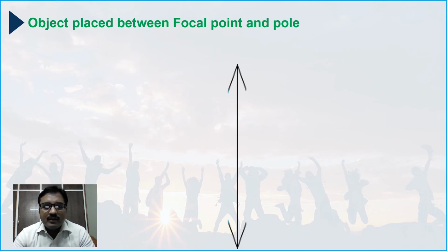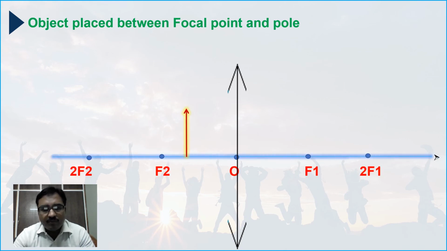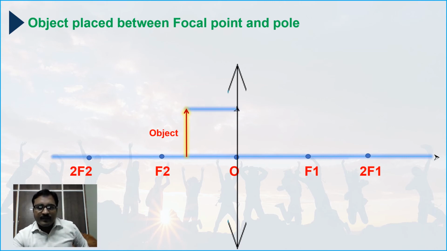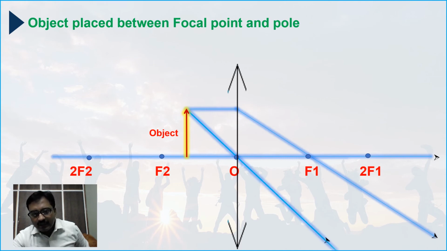Now let us see the image characteristics when the object is placed between the focal point and the pole. To find this, again we have to draw the principal axis. We have to note down the points, and now the object is between the focal point and the pole of the lens. Same thing, we draw the light ray parallel to the principal axis. After refraction, again it is going to pass through the focal point, and then we have to draw one more light ray that is passing through the pole of the lens.